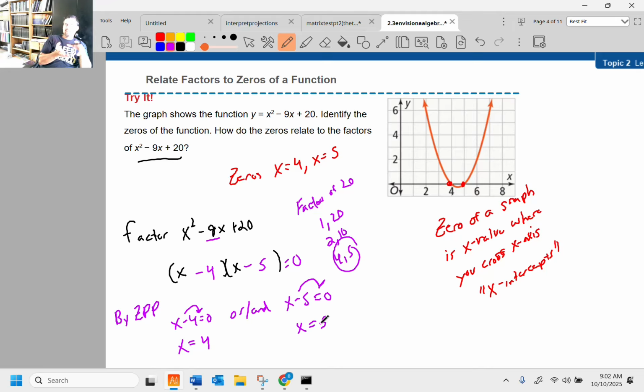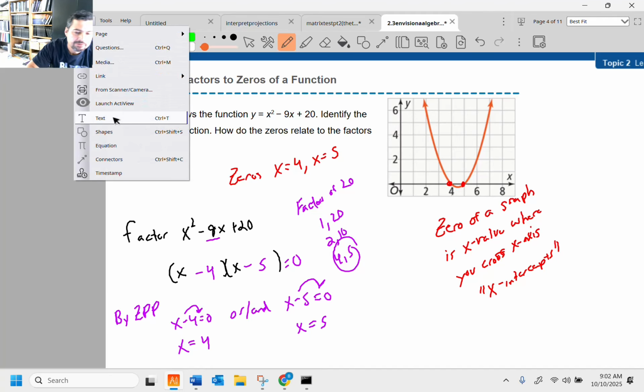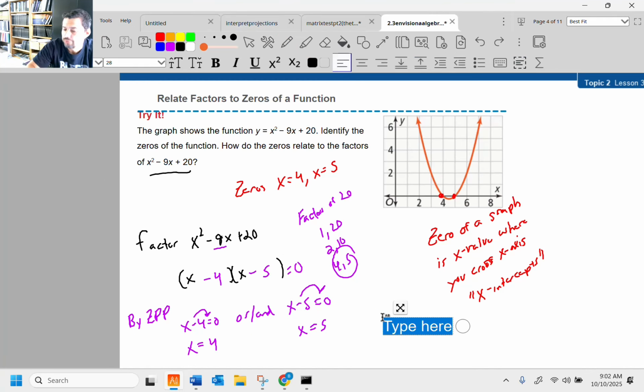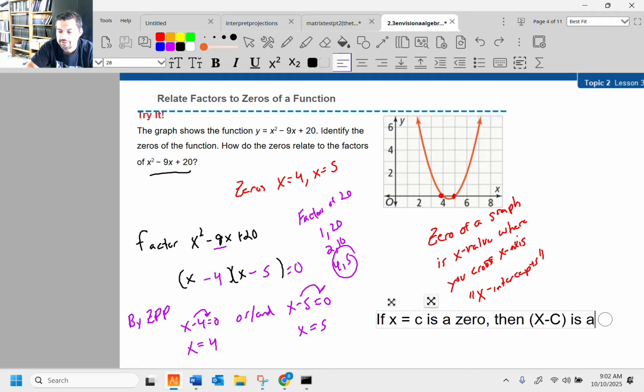Zeros can help you create a factor. There's an algebra theorem on this. And for some of you, it'll click, so I'm going to go ahead and type it out. Some of you have outstanding memory. Some of you do not. But anyways, here's a theorem. I'm not sure if you actually call it a theorem, but the idea is, if x equals c is a 0, then x minus c is a factor.